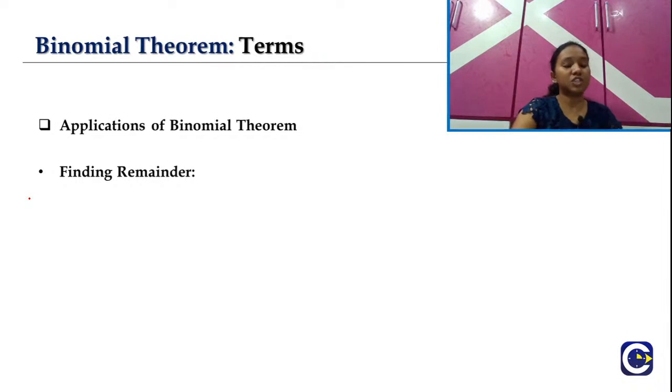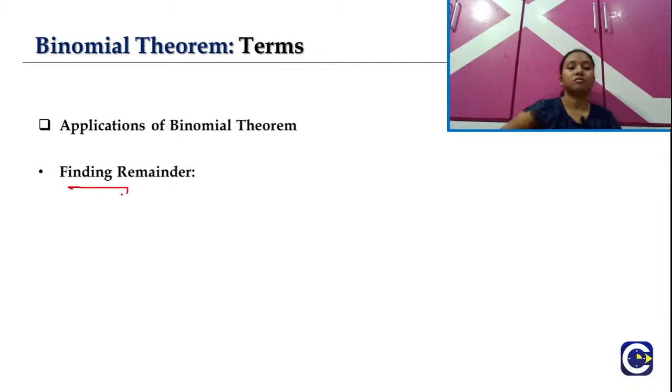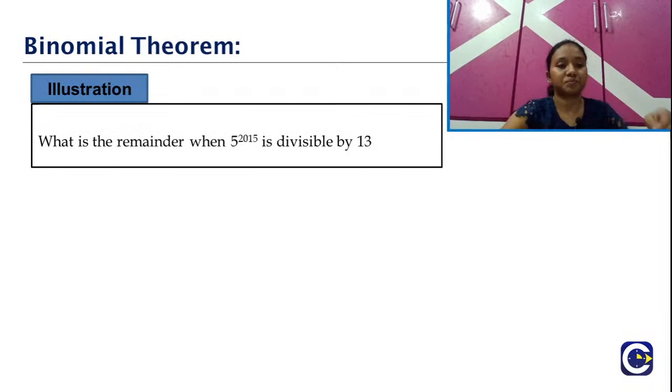So the next application of the binomial theorem is finding the remainder. We can even use this method of binomial theorem in order to find the remainder also. So let's understand this also by solving an example. Here comes the question: what is the remainder when 5 power 2015 is divided by 13?